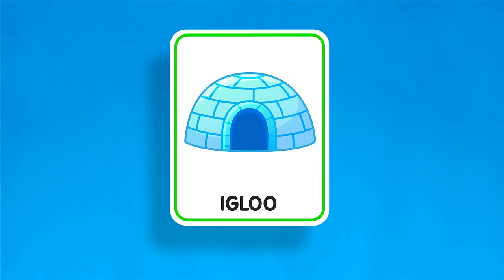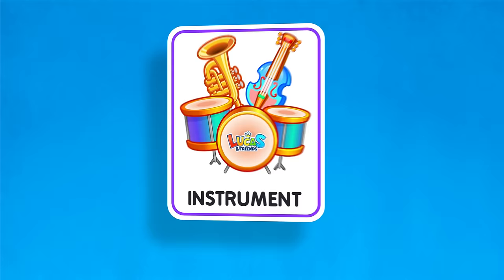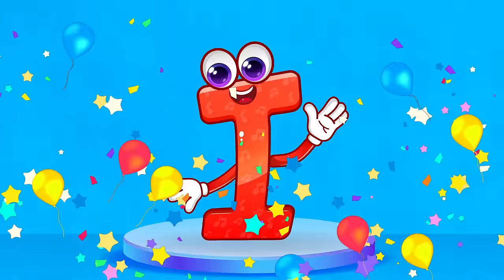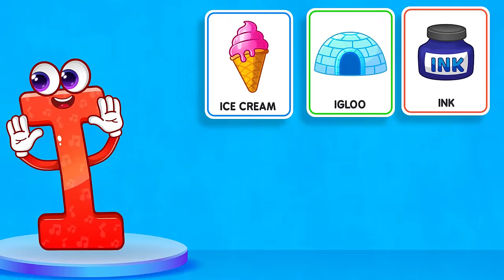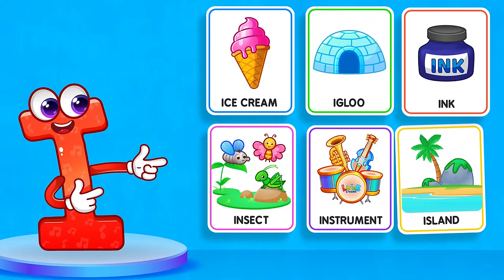Igloo. Ink. Insect. Instrument. Island. This is I. I is for ice cream. Igloo. Ink. Insect. Instrument. Island.